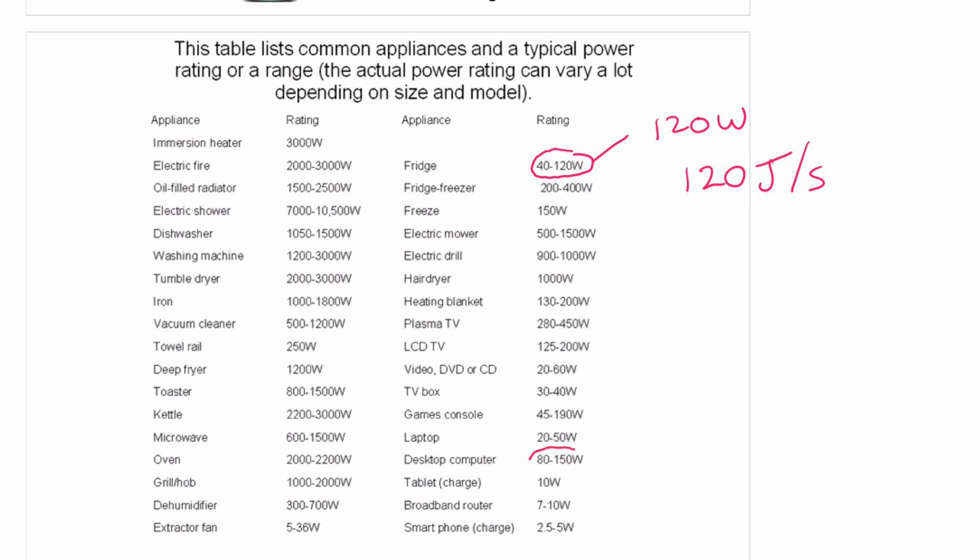Whereas, if we have a look at a desktop computer and we'll look at the lower end, it is only 80 watts. So it transfers 80 joules of electrical energy per second, converting it into probably useful light, useful sound and wasted heat.